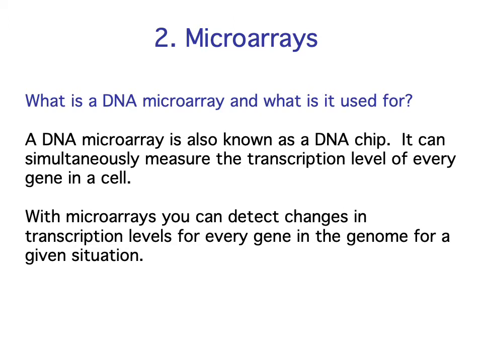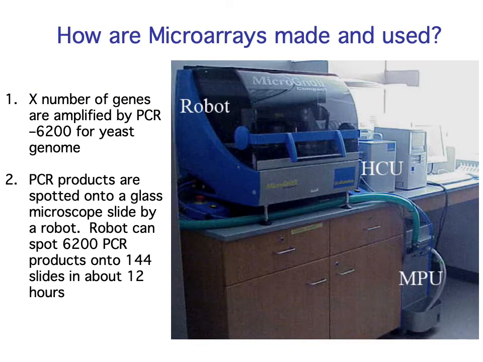All right, so let's first take a look and see how microarrays are made and used. So this is an image that comes from Davidson College, and they actually have their own robot to make DNA chips. What the researchers are first going to do, taking a step back, is amplify however many genes they want to assay. And they're going to amplify those genes by PCR to get the DNA for those genes.